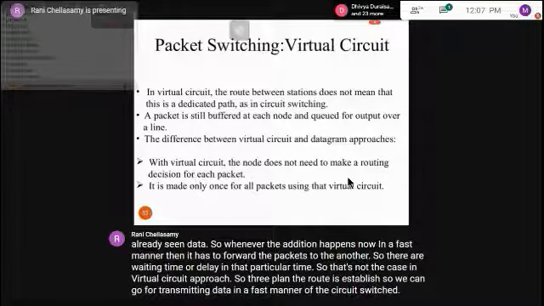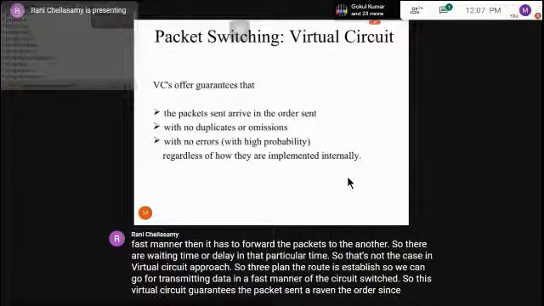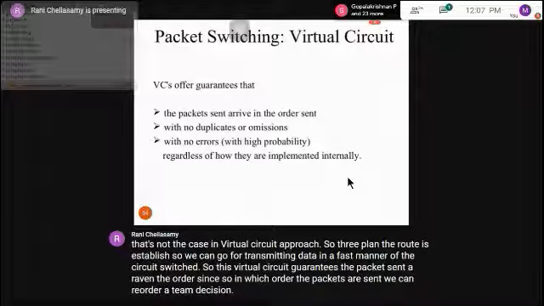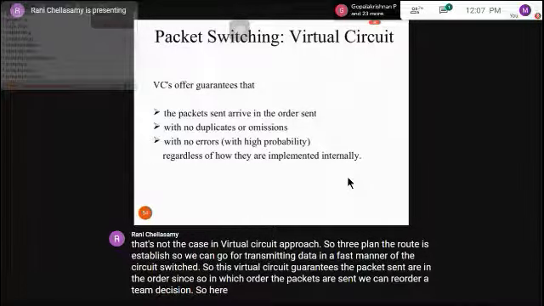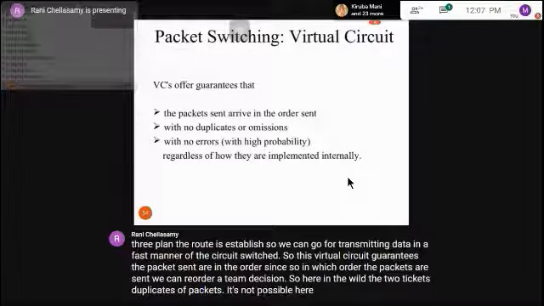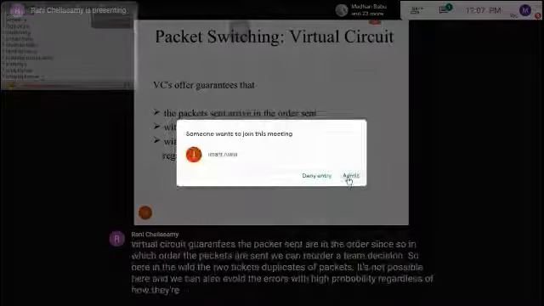Okay. So this virtual circuit approach guarantees the packets sent arrive in the order sent. So in which order the packets are sent, we can reorder at the destination. So here you can avoid the duplicates of packets. It's not possible here, and we can also avoid the errors with high probability regardless of how they are implemented internally.